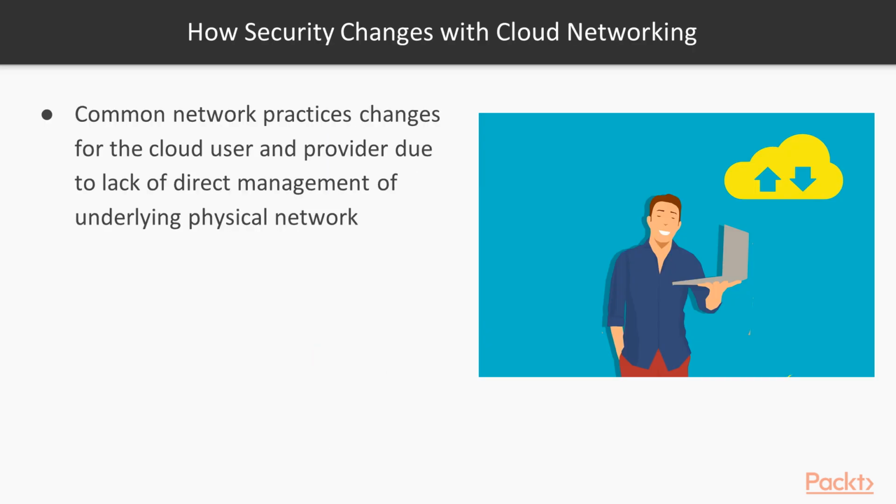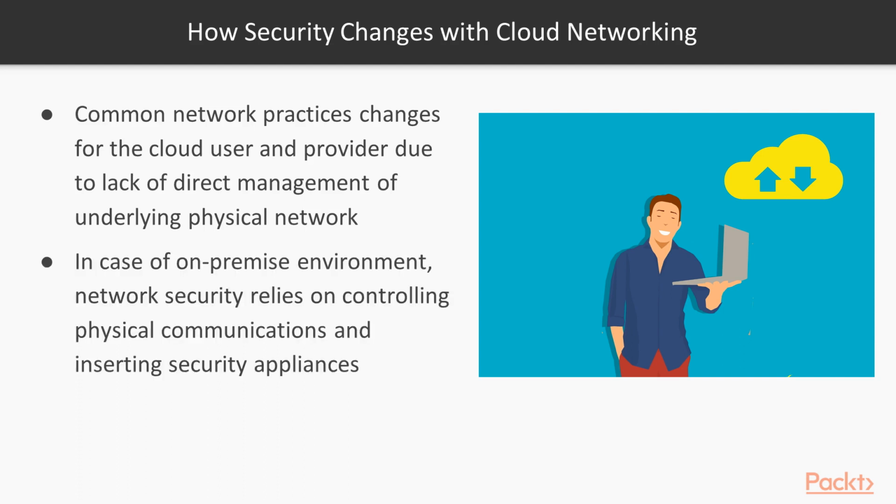Now, how does security change with cloud networking? Since cloud is mostly about the virtual network, the common network practices change for the cloud user and the provider due to the lack of direct management of the underlying physical network. In the case of an on-premise environment, network security relies on controlling the physical communications and inserting security appliances. So that's the difference between the cloud network and the on-premise network. In the case of cloud, it's different as everything works on the virtual level.